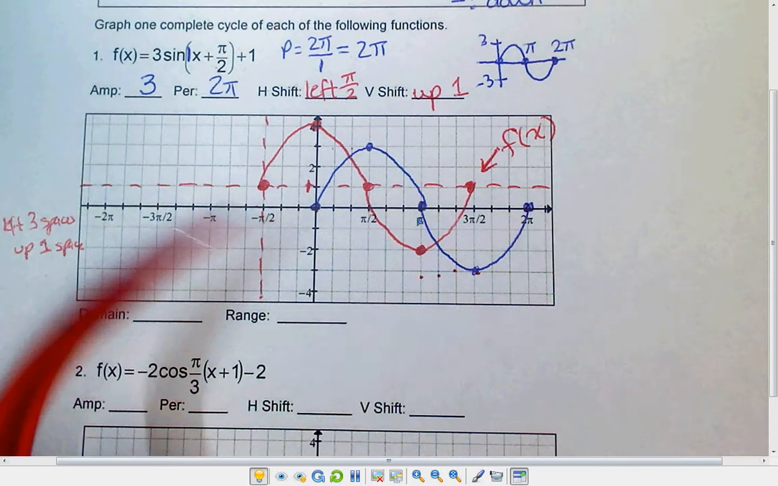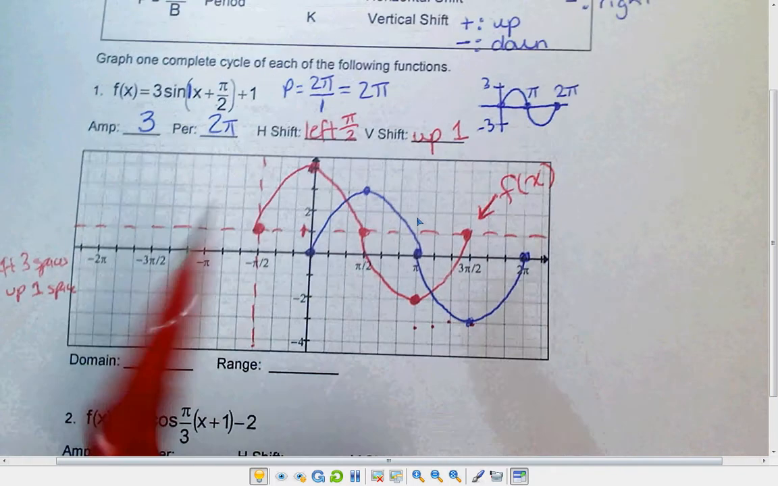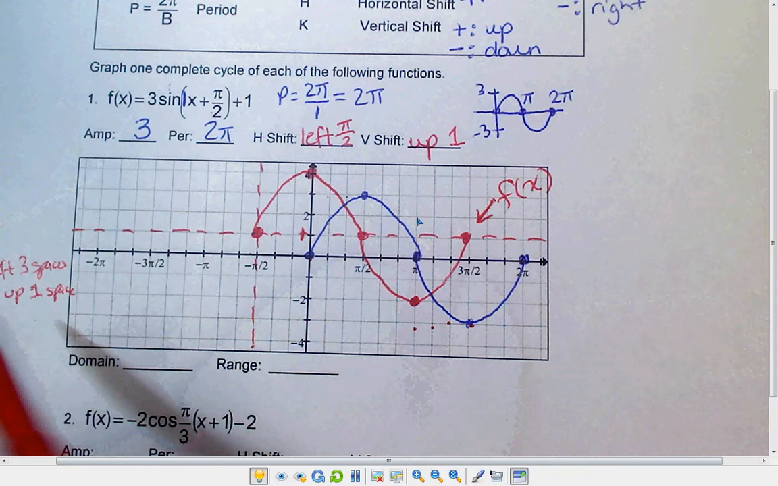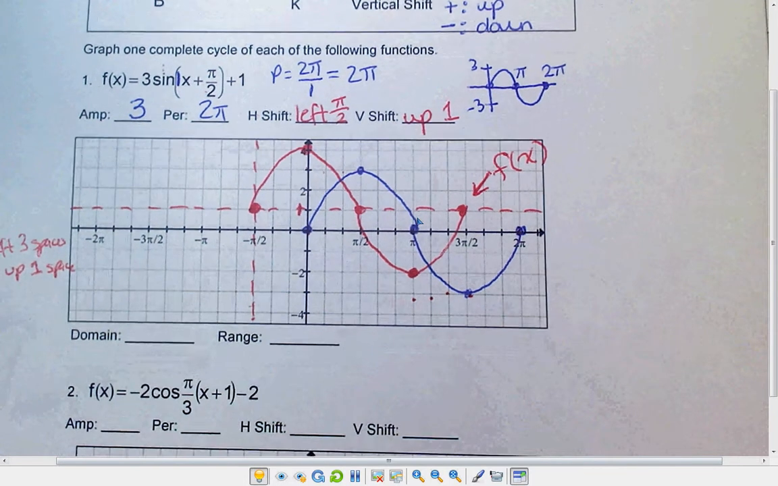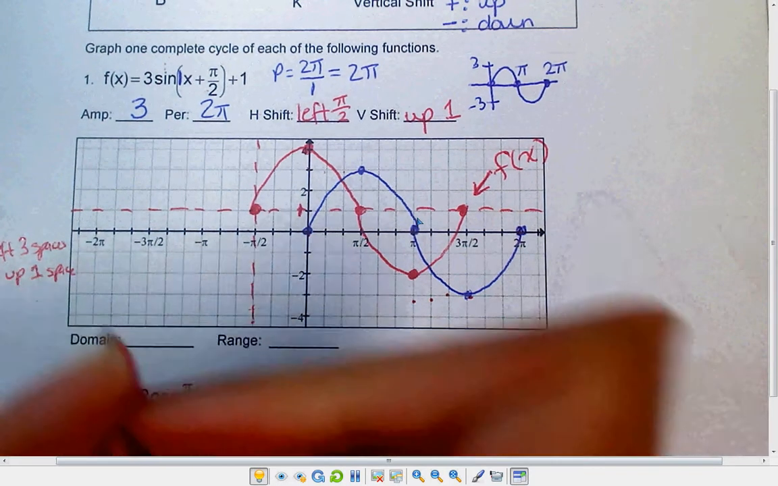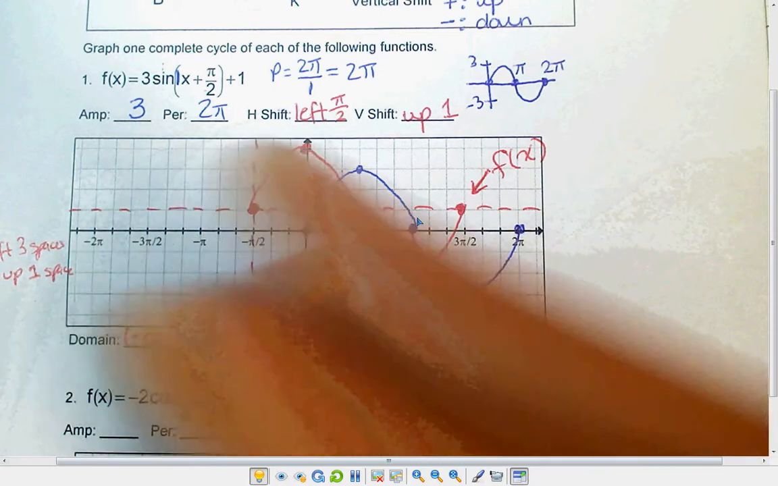Okay, for all these functions with horizontal and vertical shifts, we're only going to draw one complete cycle, so we don't need to extend it to either side. We're just going to leave it like this. But we do know it keeps on going forever and ever, which means our domain is still -infinity to infinity.